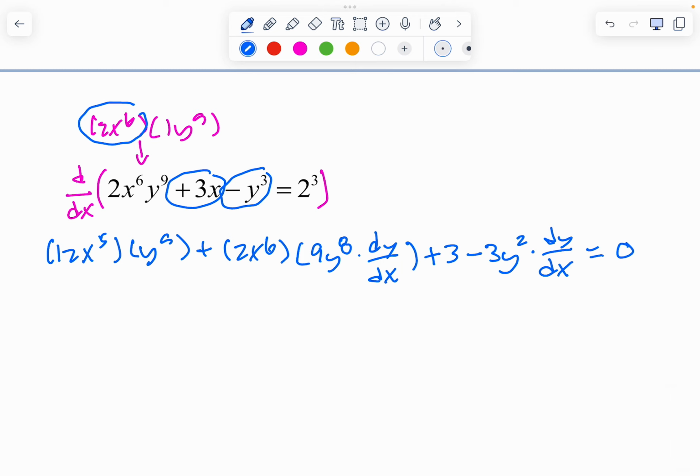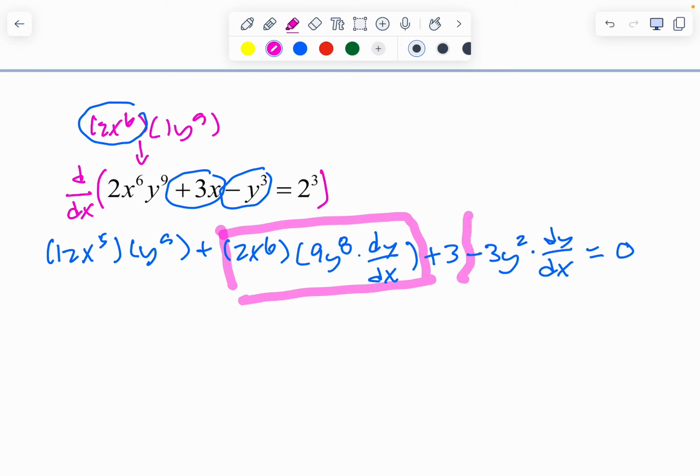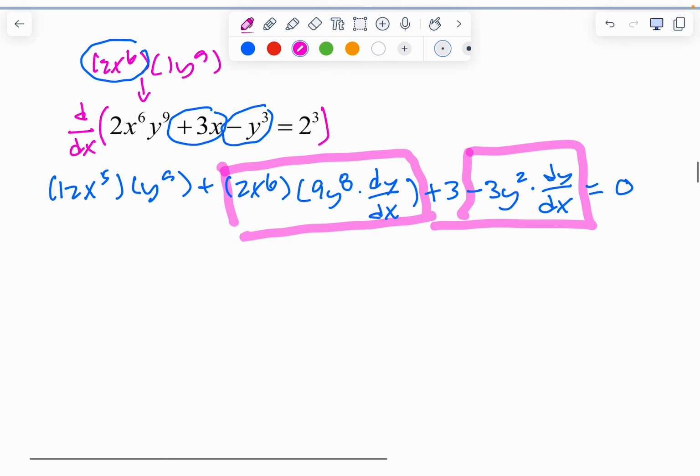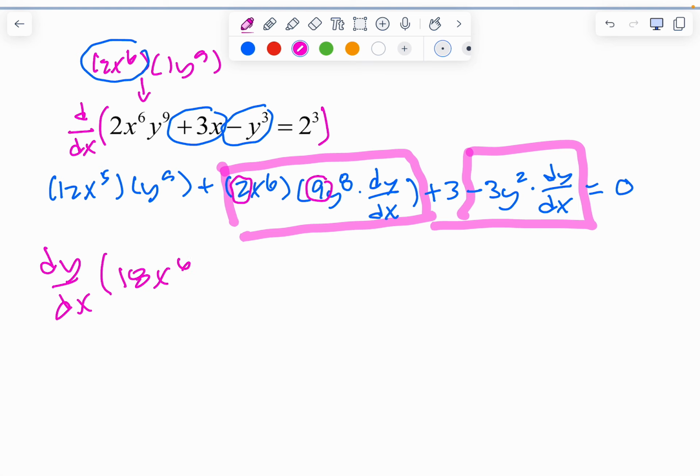Okay? So I'm going to start boxing some things to organize. So anywhere I see dy over dx, I'm going to box it. Here's one over here, and here's another one over here. So our step number 2 says now factor out the what? dy over dx. So I'm going to write dy over dx right here. And while I'm factoring, I think I want to do two things at the same time. What is 2 times 9? 18. So we have 18 x to the power of 6, y to the power of 8. And then on our next one, I'm just going to copy my minus 3, y to the power of 2.